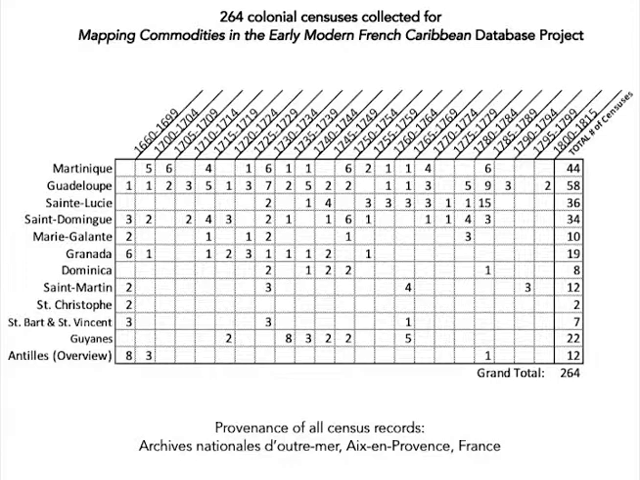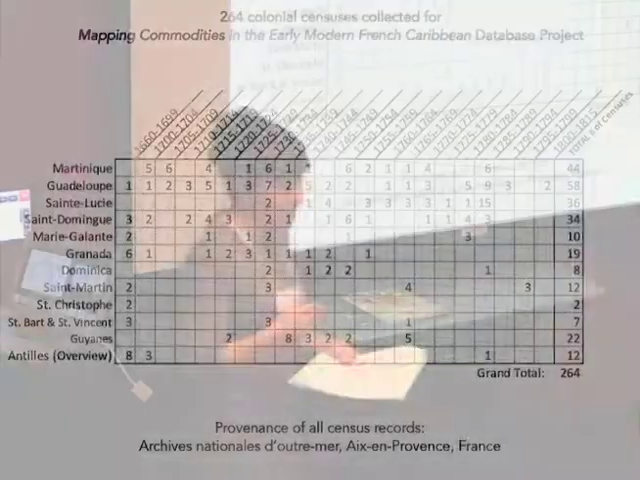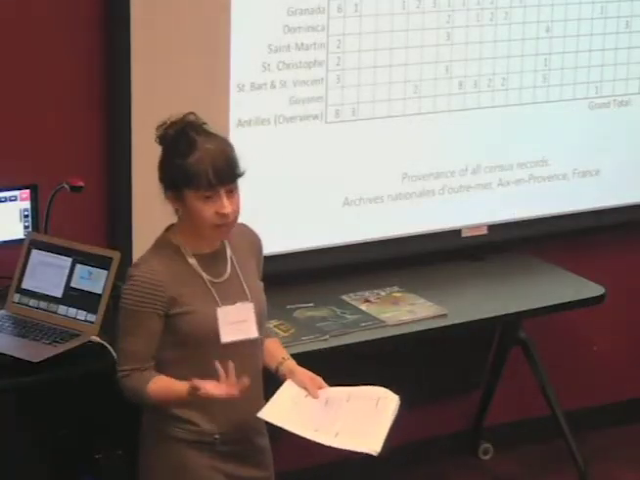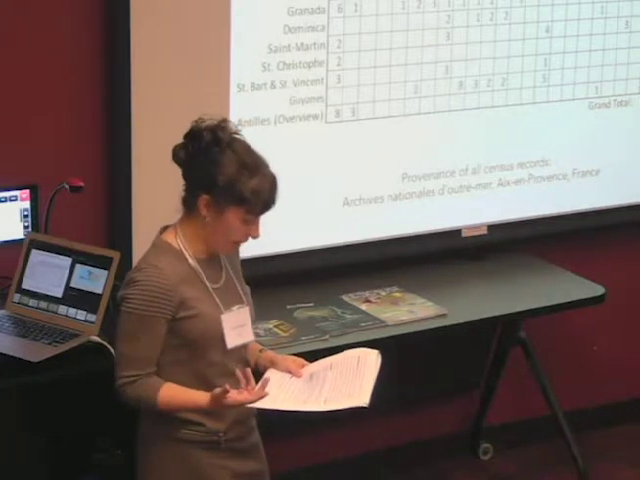All right, and then the third issue, we've seen this, but I now want to stress the problem here. The third issue is erratic data collection. So as I mentioned before, we've got 264 censuses from 12 different islands covering nearly a century of colonial production, which is fabulous. It's going to be a great database. However, when you drill down to the level of the individual colony, for any given island, the number of censuses that have survived, as well as their contents, can vary wildly.